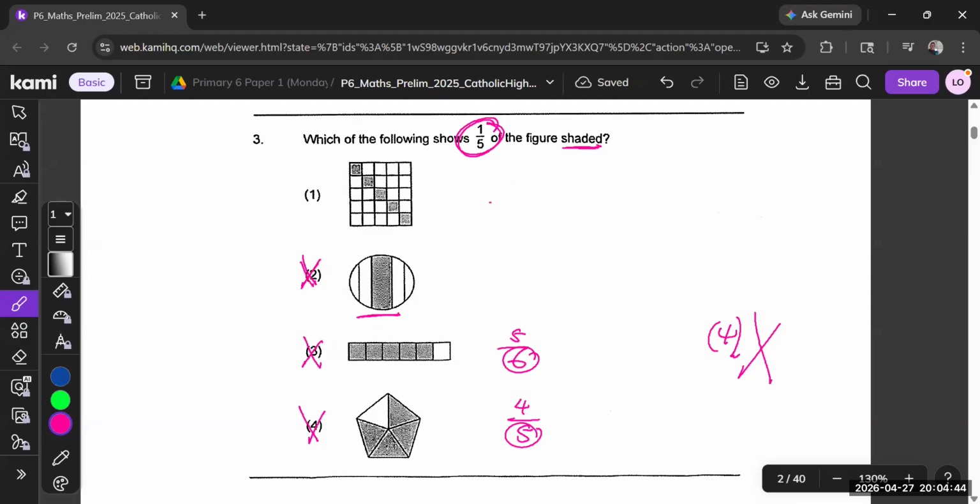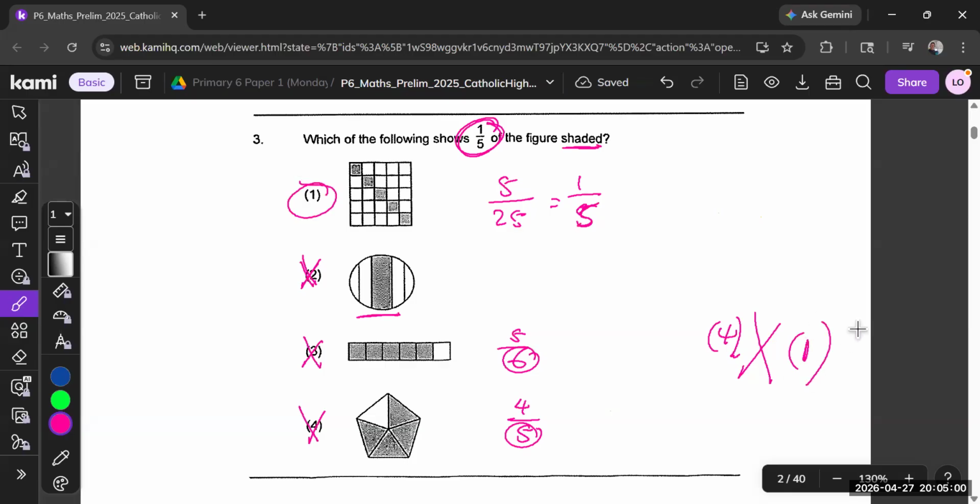Number 1, there are total 25 squares. And 5 squares are shaded. And then you get your simplest form. So you divide by 5 and 25 divided by 5. And that's how you get 1/5 of the figure shaded, which is number 1. Okay, so the answer is number 1.